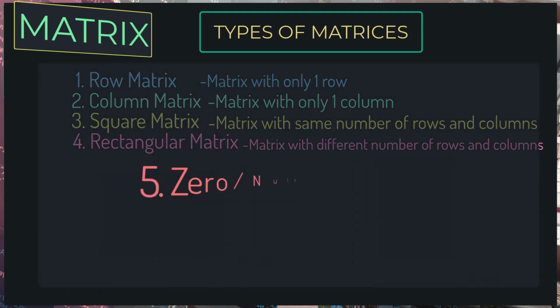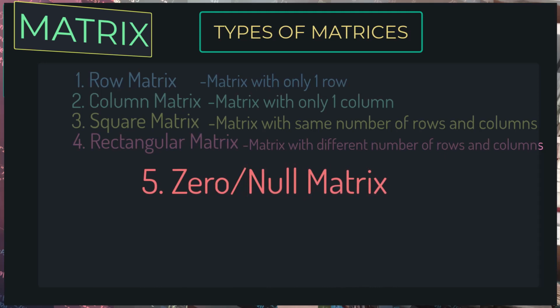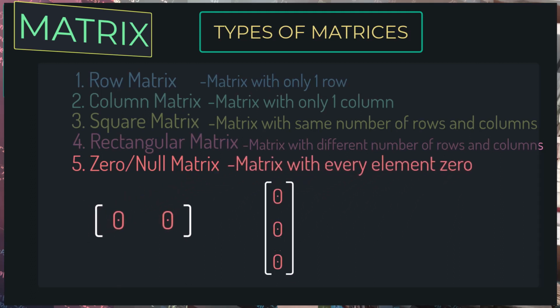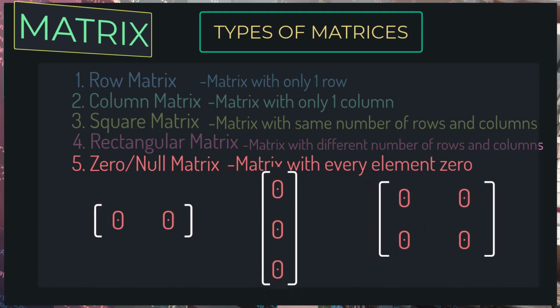Fifth type is zero or null matrix. For a null matrix, each element will be 0. That means it has only 0 as its elements. It can be of any order, as clear from these examples.